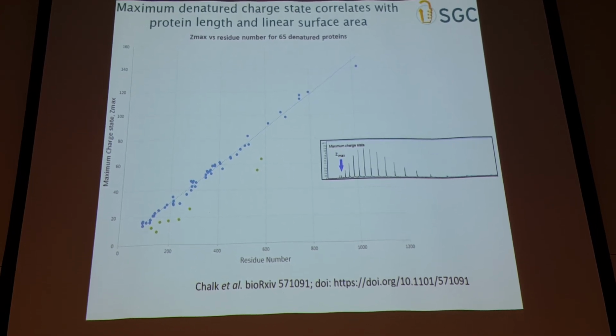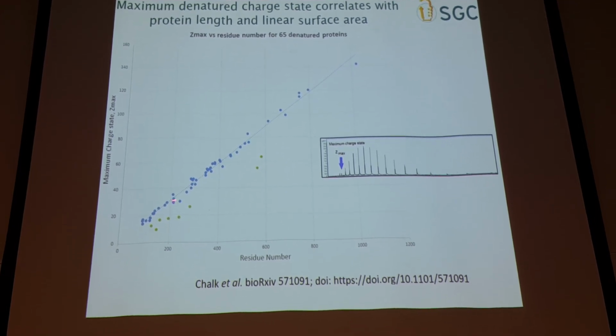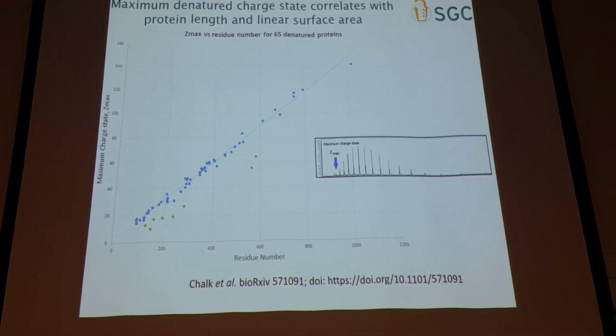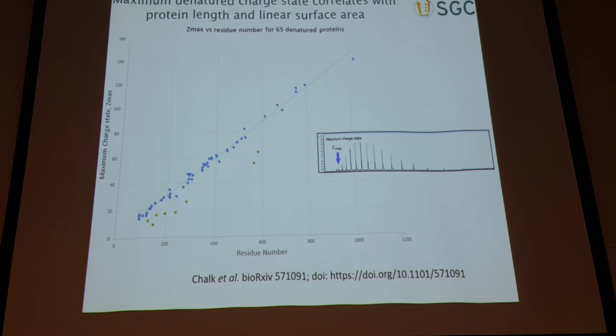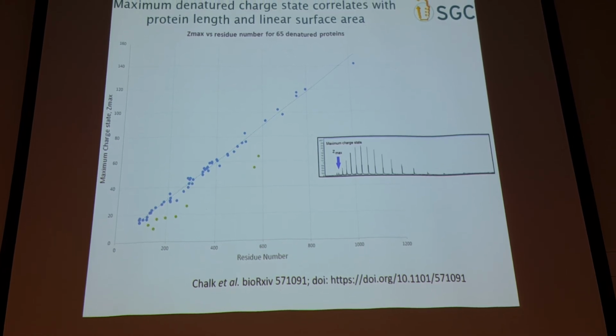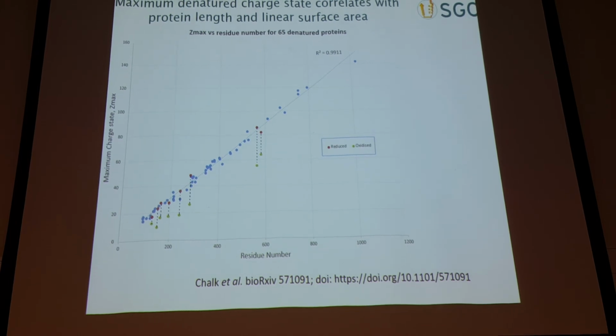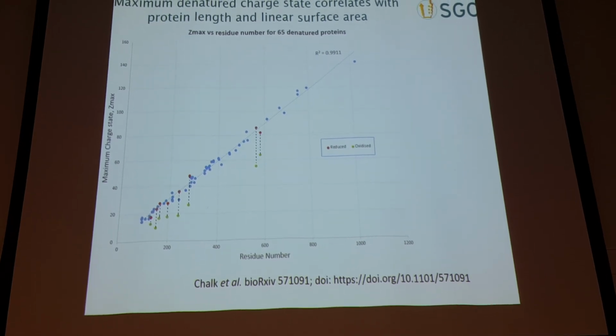However, you can see we do have some outliers. These green ones here, they're all sitting below the line. They all have something in common. What they have in common is they are disulfide bonded. If you reduce those proteins, what you see is they all sit on the line.